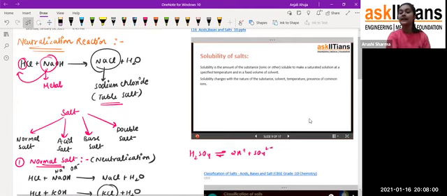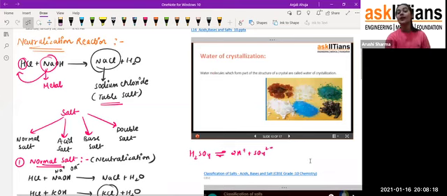But it will be very helpful for you, because when you go to higher classes, you will definitely get this in your syllabus, and at that point you will say, okay, I know what the common ion effect is, and that would be a great achievement for you. I hope. Okay, now moving towards water of crystallization.